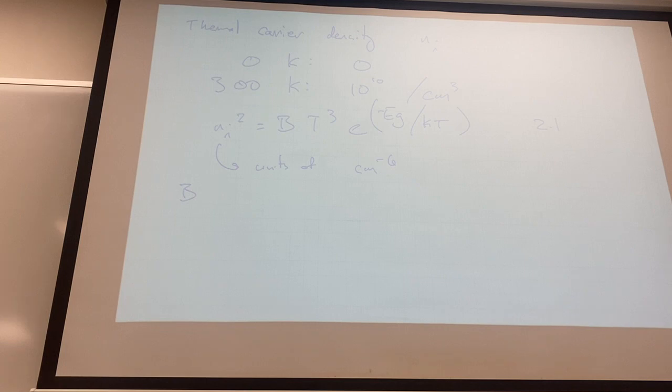B, like I said, is a material dependent parameter that depends on how many vacancy states are available in the material. For silicon, that's 1.08 times 10 to the 31 Kelvin to the -3 centimeter to the -6. For silicon, temperature is in Kelvin.